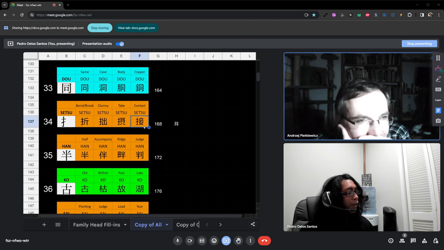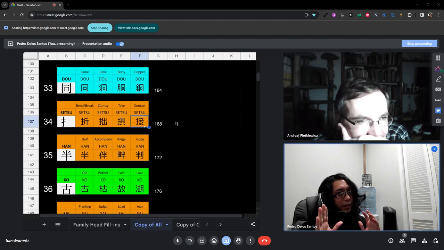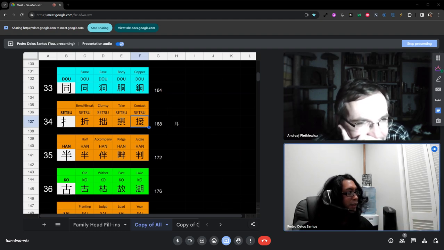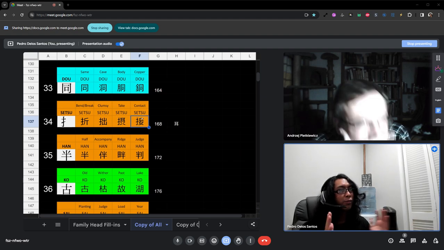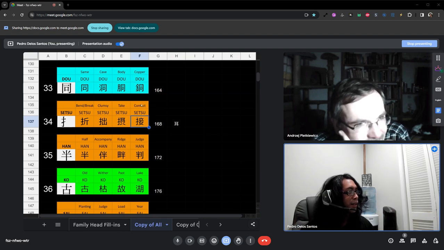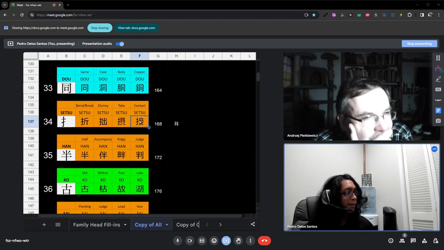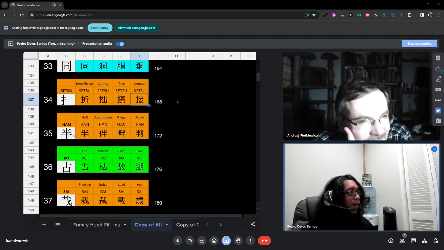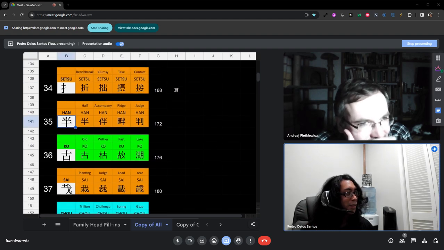Contact is also kind of a pretty adult kanji. It has forceful, it has woman and stand, and it represents kind of mating, the mating process of contact. So these are the more kind of brutal kanji.